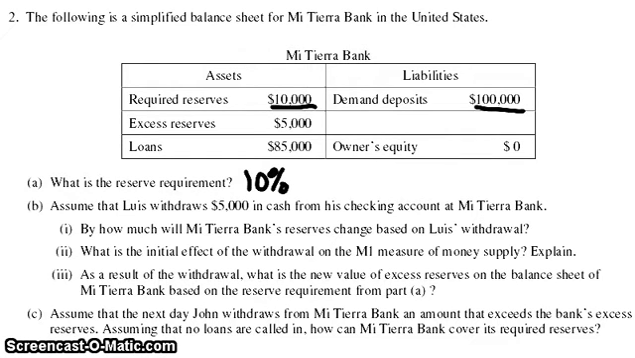In the next part, B, it says assume that Luis withdraws $5,000 in cash from his checking account at Metera Bank. First of all, they want to know how much their reserves will change based on his withdrawal. So the answer is that their reserves are going to change by $5,000. This $5,000 in excess reserves is what they actually pay out to Luis.